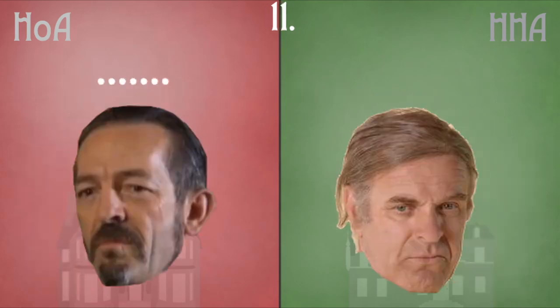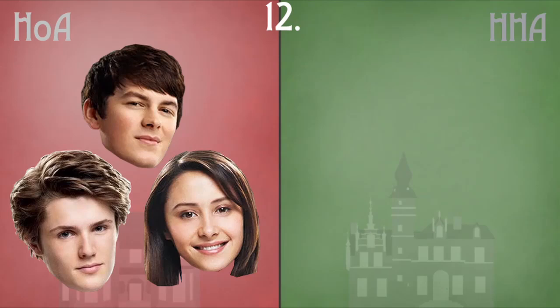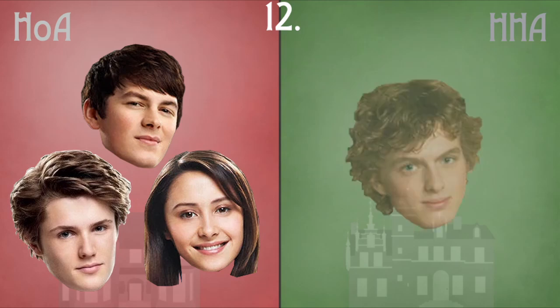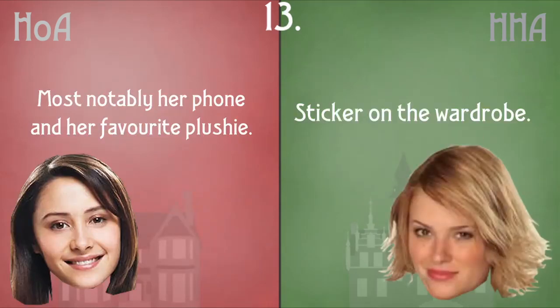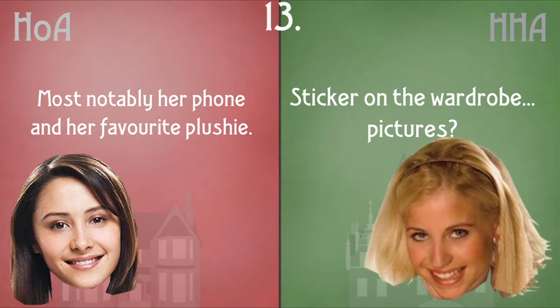Victor never explains who he is in the House of Anubis, but he does in Het Huis Anubis. Jerome, Fabian and Joy were introduced in House of Anubis, but not in Het Huis Anubis just yet, though we saw Fabian in a photo. Joy left multiple things behind due to her rushed exit. Joyce, on the other hand, had nothing but an obvious sticker on her wardrobe, and maybe some pictures. I can't tell Joyce and Amber apart.